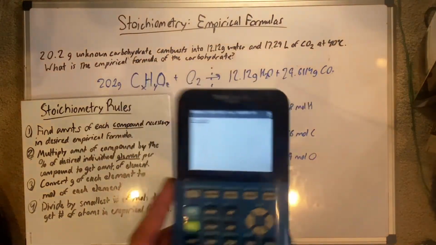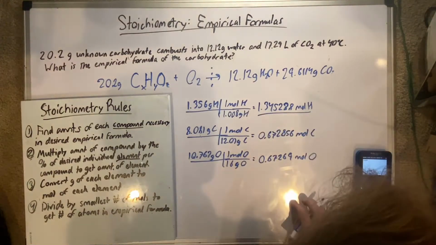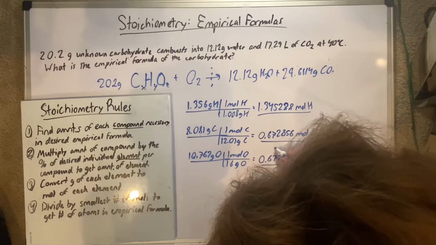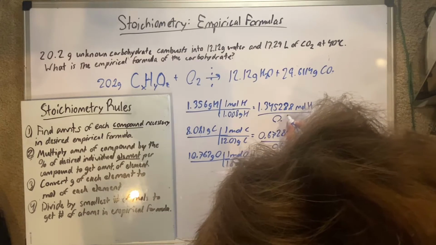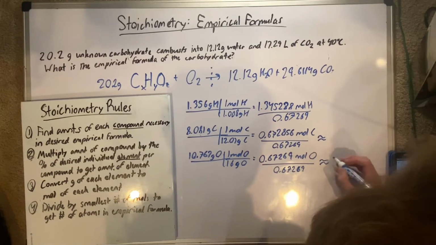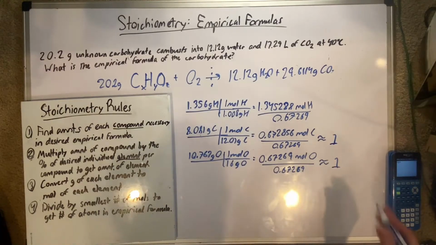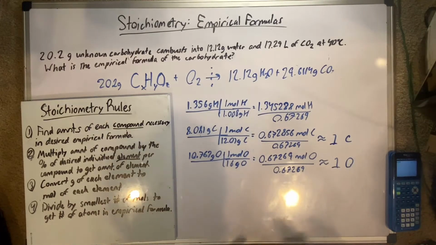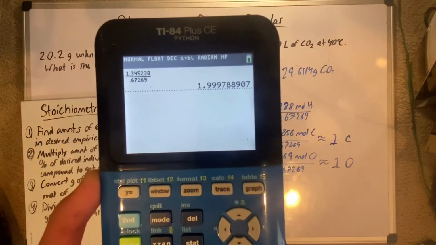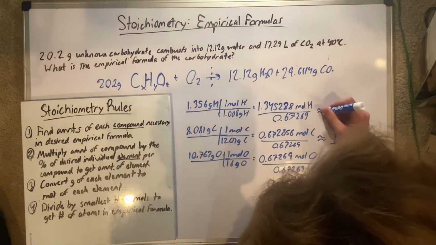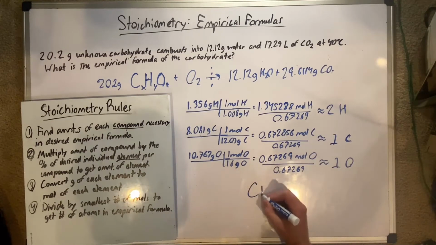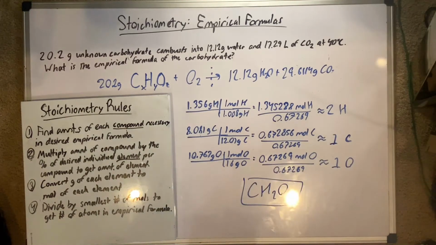So 1.34523 divided by some number that's the smallest. Let's find which one's the smallest. The smallest one is this one down here. So 0.67269, 0.67269, 0.67269. These two are so close to one another that you can automatically tell that that's one, and then this would be 1C, this would be 1O. And now this final one, if you can see it just based on math, props to you, but this is going to come out to be about 2. 2 hydrogens, which means the entire thing is CH2O. That's the entire empirical formula.